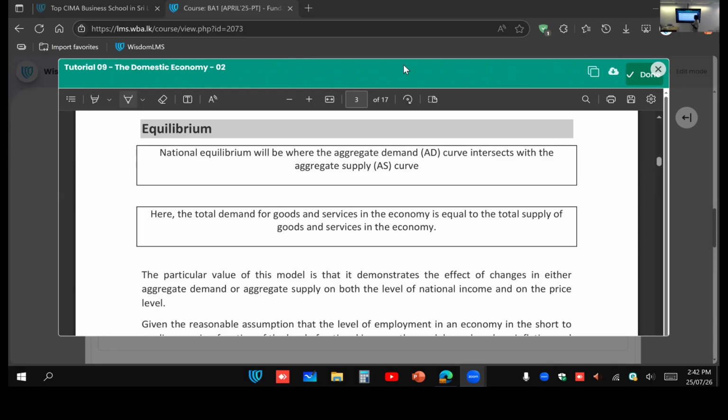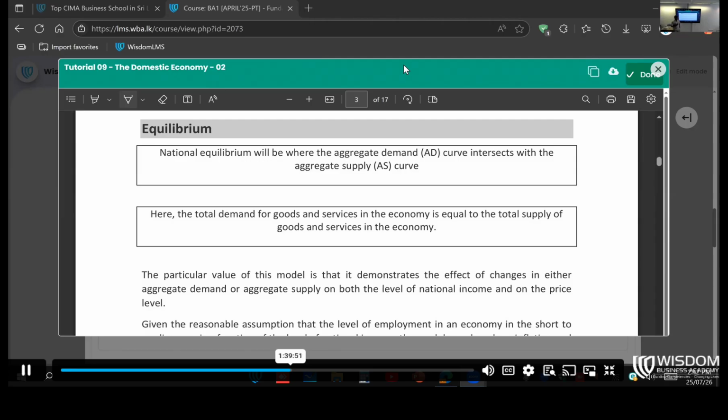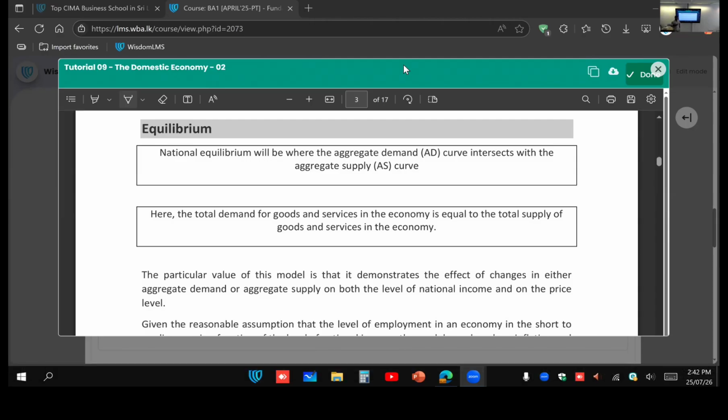Right, we'll start. So we were discussing the aggregate supply and the aggregate demand, right? Just like individual demand and supply, aggregate supply and aggregate demand are also in equilibrium when it comes to national income and national levels. So national equilibrium will be there. The aggregate demand curve intersects with the aggregate supply curve.